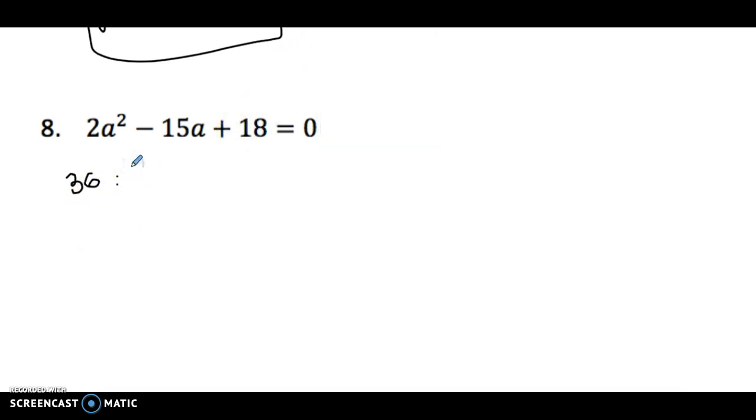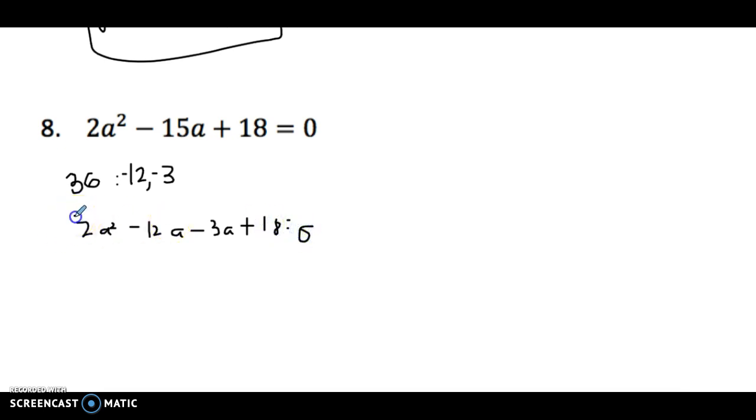Right. Okay, so 12 and 3 multiply to give me 36 and add to give me negative 15 when they're both negative. Okay, so remember you have 2a squared minus 12a minus 3a plus 18 equals 0.